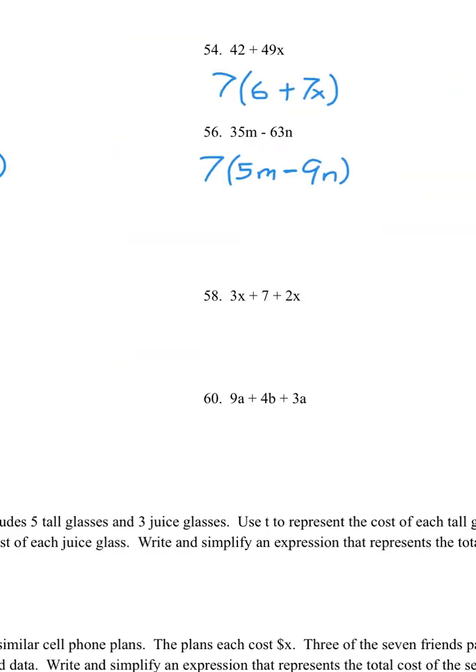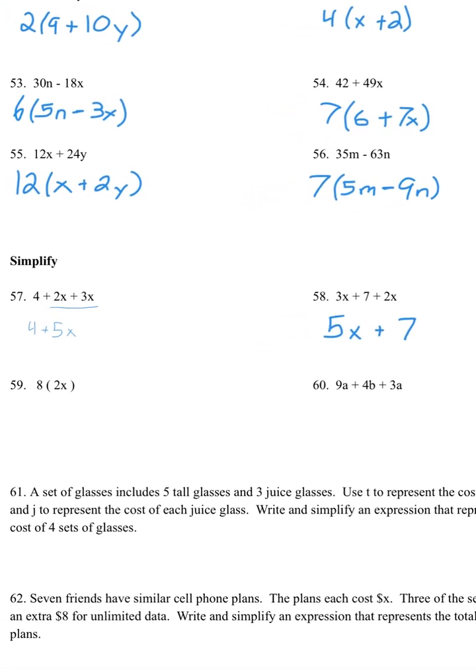Looking at number 58, we will see that we have more like terms that we can combine. Again, we have a 3x and a 2x, which can be combined to get 5x. And then the last thing remaining is our 7. We cannot combine it with 5x because 7 is alone without an x. So that is how we can simplify that expression.